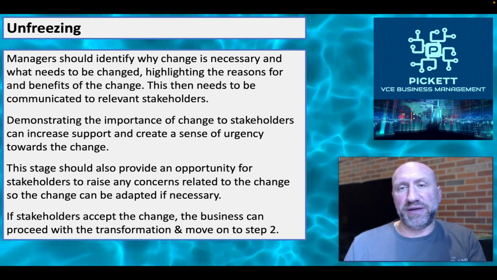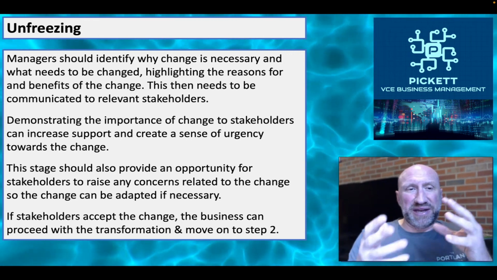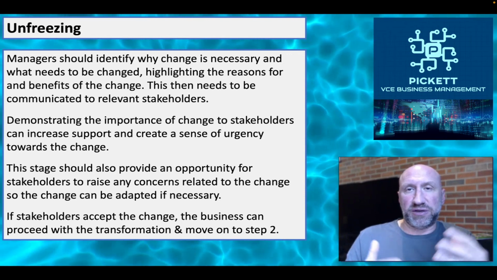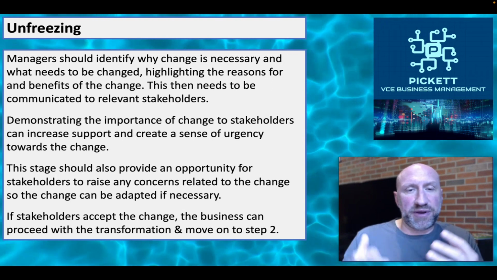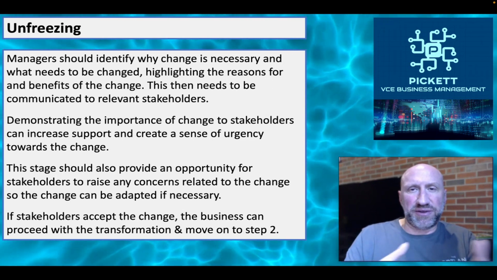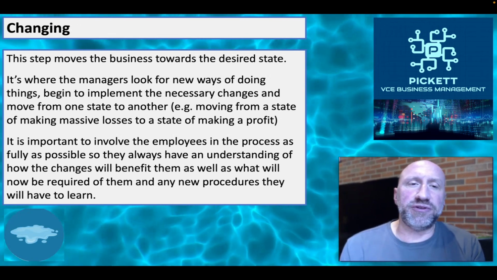There's no point in trying to do step 2, like actually make the change, unless you've gone through this process and everybody's ready to accept and knows why the change needs to happen and they're ready for it. Okay, so that's the importance of this unfreezing part. So then we move on to step 2.